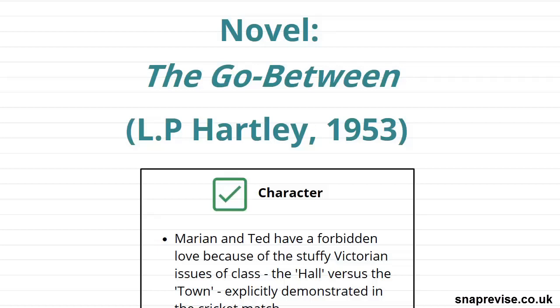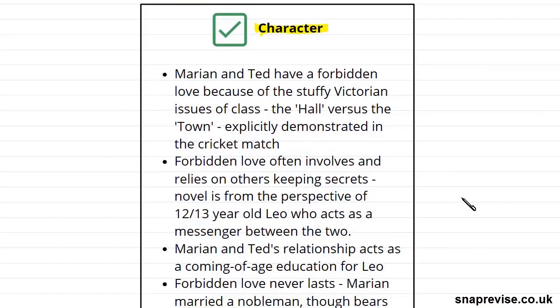And welcome to part 3 of this video on forbidden love for our Love Through the Ages topic. Continuing on from the previous video, we're now going to take a look at Character in The Go-Between by L.P. Hartley. There are many interesting elements to the characters in the novel, but in terms of forbidden love, we need to talk about Marianne and Ted.